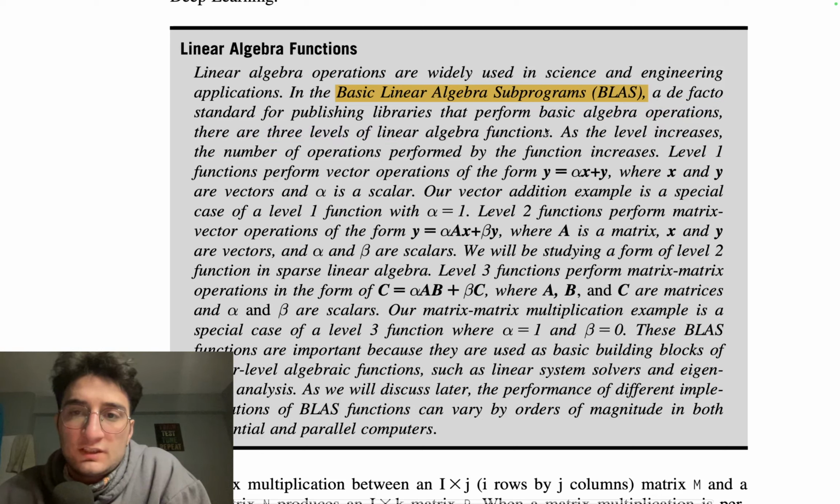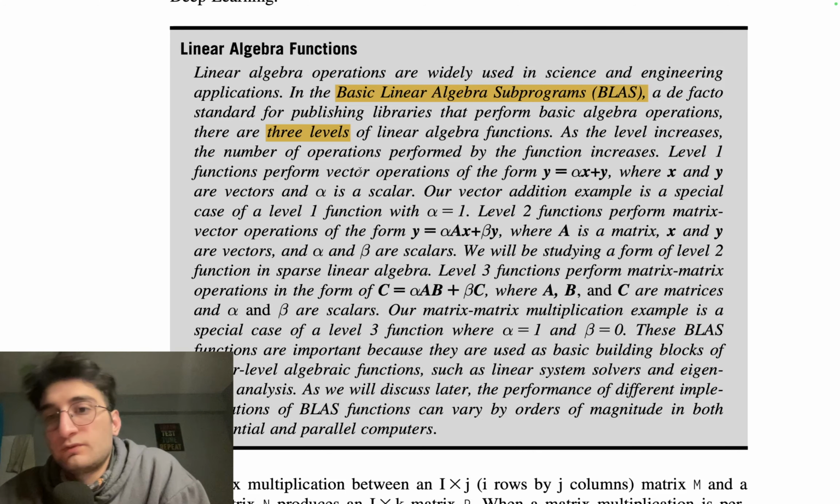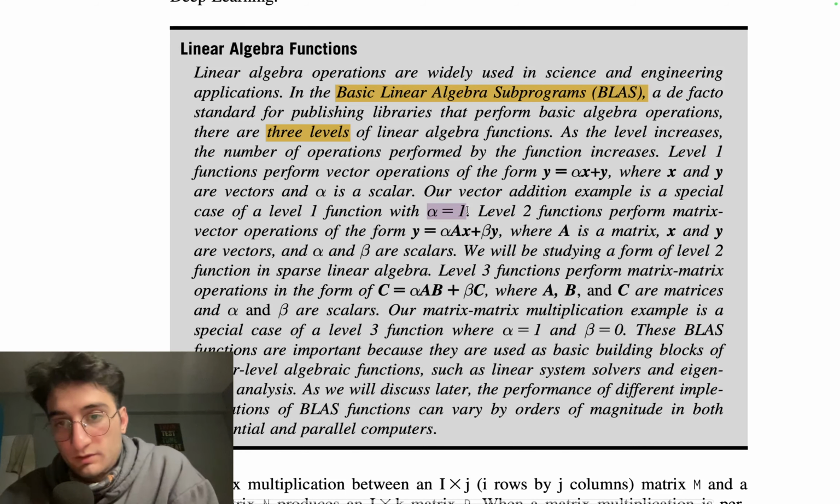There are three levels of linear algebra functions. As the level increases, the number of operations performed by the function increases. A level 1 function performs vector operations of the form y equals alpha x plus y, where x and y are vectors and alpha is a scalar. Our vector addition example is a special case of a level 1 function with alpha equal to 1.